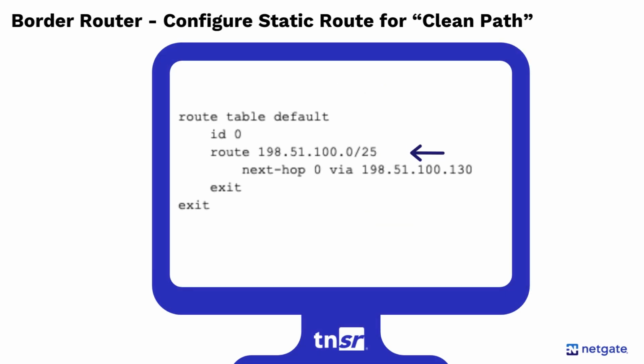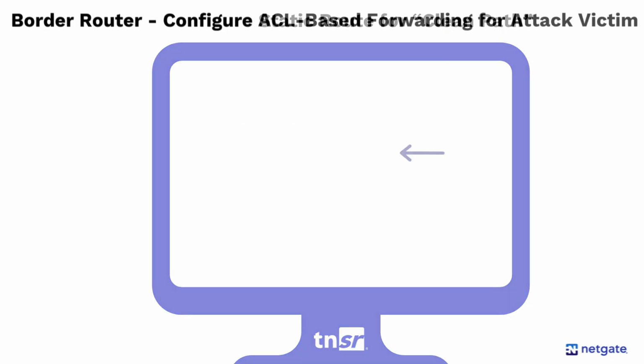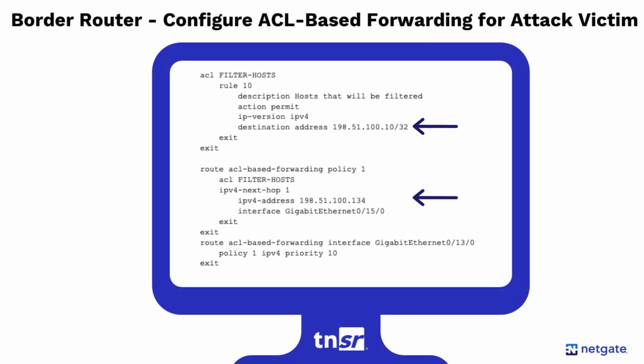The edge router will require a static route that routes the customer networks down to the layer 3 switch along the clean path. And in this case, we will assume that we have a customer under attack. And so we will need to create an ACL-based forwarding rule for that attack victim's IP address. In this particular case, we will assume that our attack victim is 198.51.110. As you can see here, anything matching that destination IP address of our attack victim will be shunted towards the filter router on the filter path.